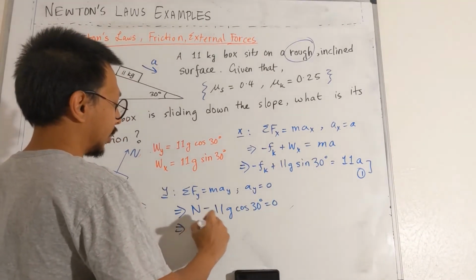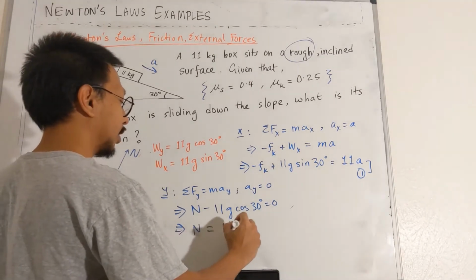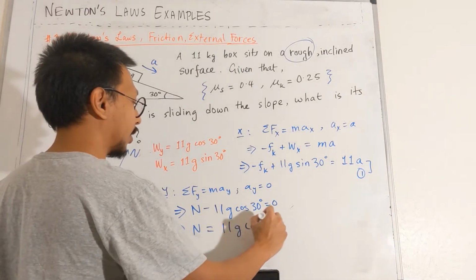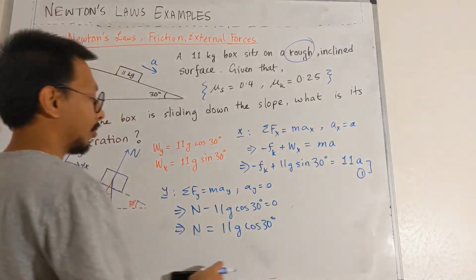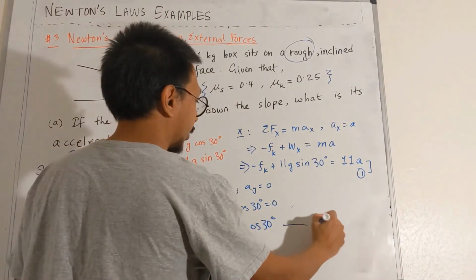So here we see that the normal force that the box feels from the surface would be 11g times cosine 30, which is equal to the y component of the box's weight. Let's call this equation 2.